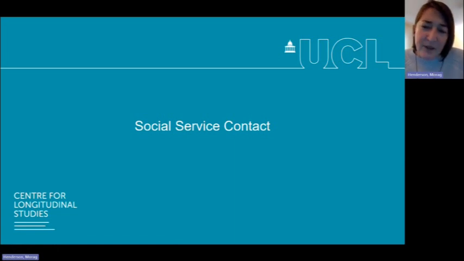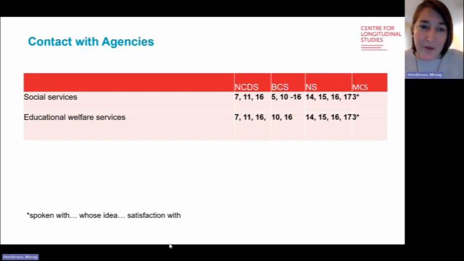So the last topic under care is reasonably self-explanatory: whether or not they were in contact with any of the sort of agencies. So social services being one and educational welfare services being another. For all of them, NCDS, BCS and Next Steps are captured relatively frequently throughout childhood and into teenage years. And for MCS, it's captured only at quite a young age.